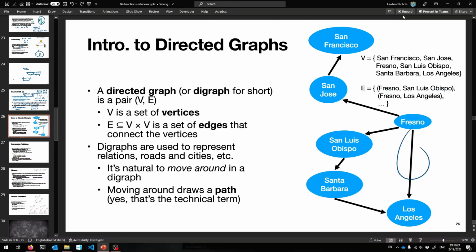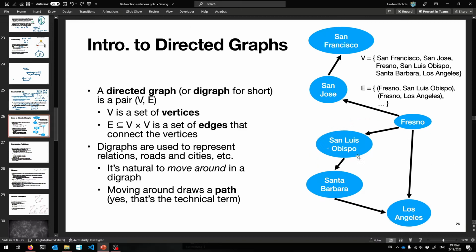That's that arrow. That's what this is representing. Okay? And so there's SLO, Santa Barbara, LA, Fresno, San Jose, San Francisco. That's the edge set. Okay? I don't know if that makes enough sense. And then moving around along potentially multiple edges, you can draw paths. So like there's a path from Fresno to Santa Barbara, and it goes through San Luis Obispo. That's how you think about it.